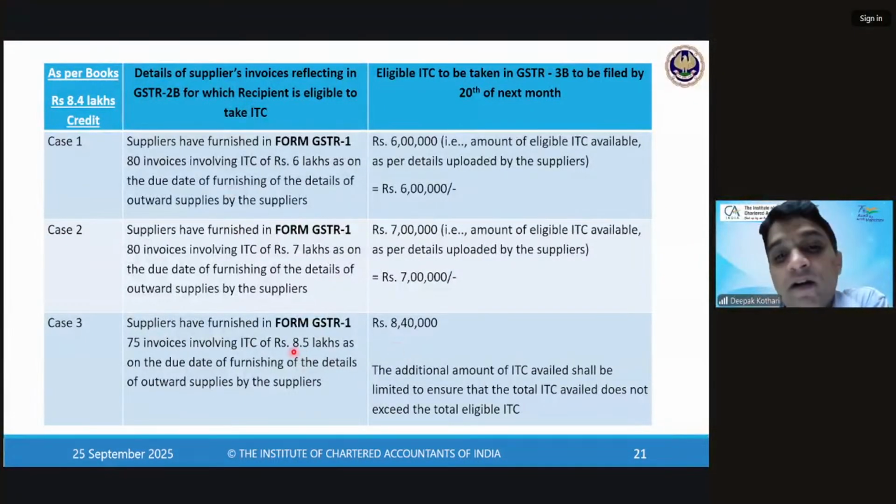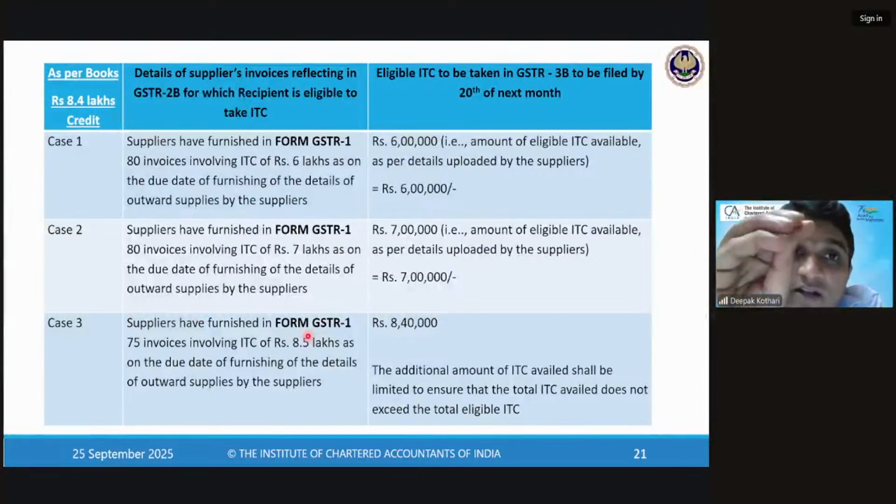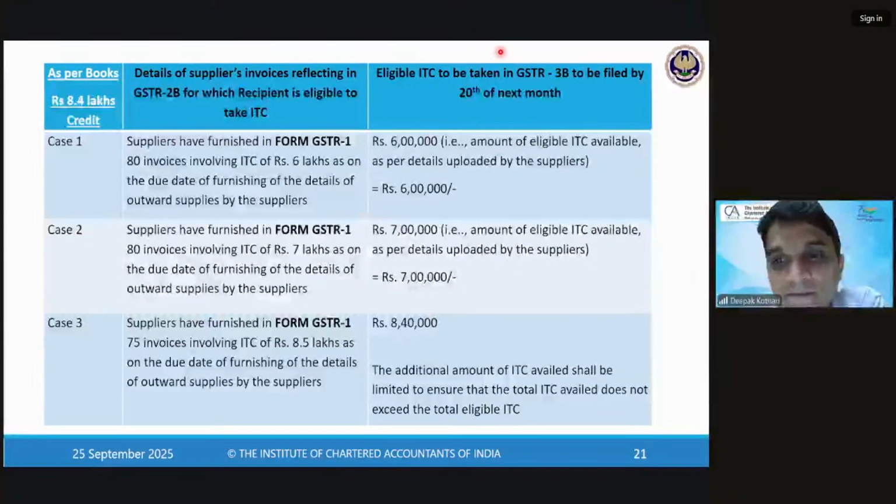So this is a very tricky part. When it comes to 2B, blindly people claim the credit in 2B. That should not happen. You should claim what is there in your books of accounts only to that extent. You can't claim anything and everything which is appearing in your GST or 2B.